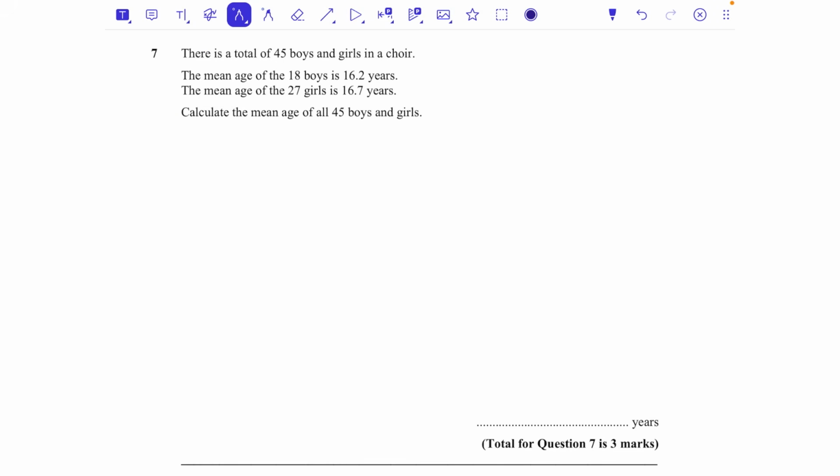Question number 7. There is a total of 45 boys and girls in a choir. The mean age of the 18 boys is 16.2 years, and the mean age of the 27 girls is 16.7 years. Calculate the mean age of all 45 boys and girls. So they've already worked out the mean, which means they added it all together and divided by how many there are. So we know that the total age of all the boys divided by 18 is 16.2.